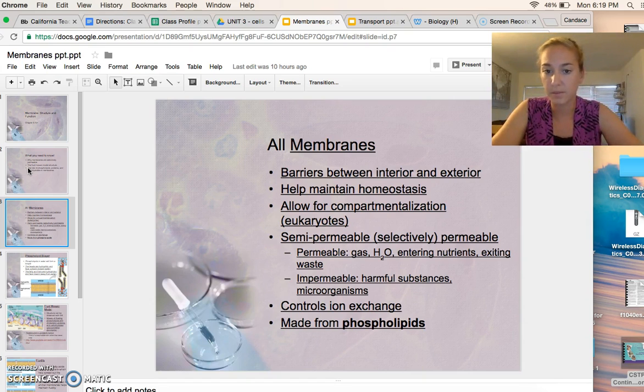We already said that membranes are selectively permeable. So they're permeable to gas, water, entering nutrients, and exiting waste. So those things are able to transport across the membrane. But membranes are impermeable to harmful substances and microorganisms. Membranes also control ion exchange, and that's actually really important for certain areas of the body, like the heart and the brain, which rely on different ion concentrations across the membrane. And they are made of phospholipids.